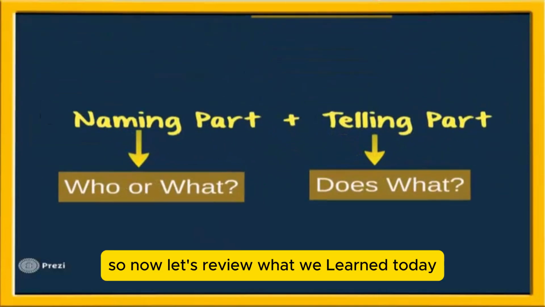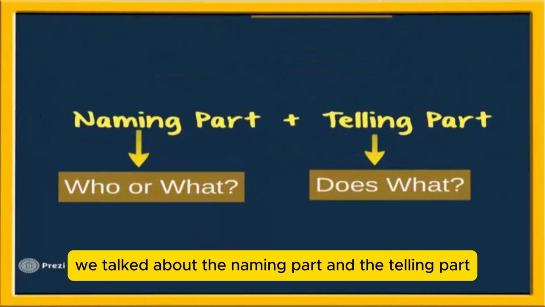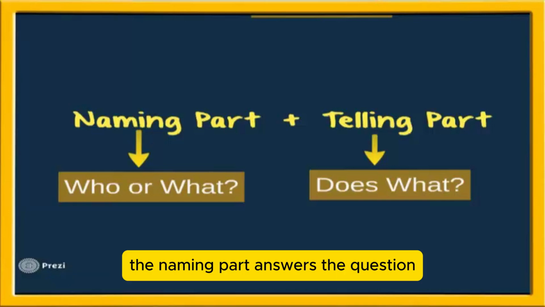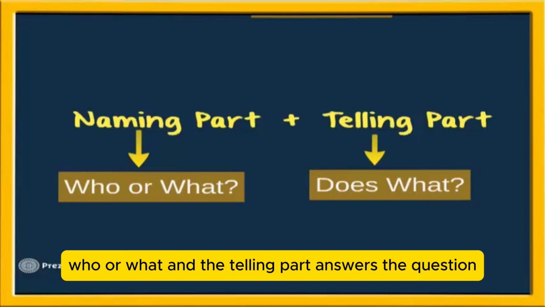So now let's review what we learned today. We talked about the naming part and the telling part. We need both to make a complete sentence. The naming part answers the question, who or what, and the telling part answers the question, does what.